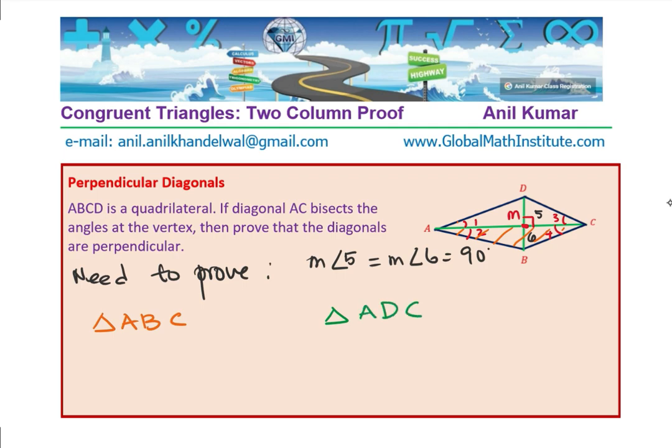So what do you notice in these two triangles? Are they congruent? Well, clearly, we are given that the measurement of angle 1 is equal to angle 2, and that means the angles are equal. Rather, they are congruent, correct? And on the other side, 3 and 4 are congruent. So, angle 3 is congruent to angle 4. And we know that AC is congruent to AC.